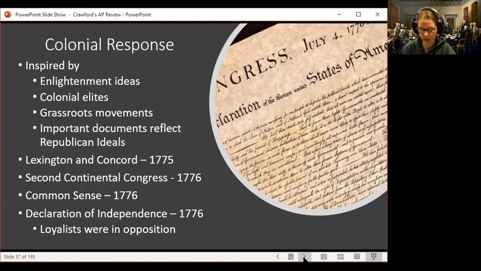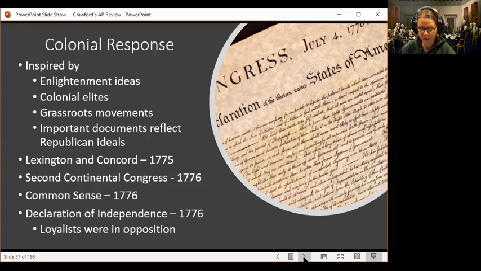It's more of a justification to the rest of the world. They want to make sure that the rest of the world understands why they need to do what they're doing. They don't really want France or Spain or some of the other European powers to come in and help the British. Thomas Jefferson is inspired by Common Sense.